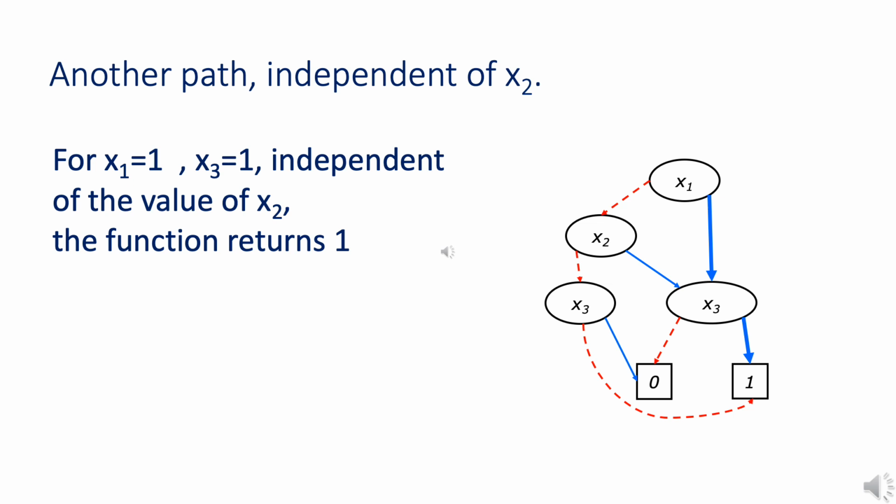In this slide, the emphasized path is again the one that does not include x2. The value of x1 here is 1, and x3 is also 1, because we exit the nodes x1 and x3 in this path with the right blue full line. The value of the function when x1 is 1 and x3 is 1 does not depend on the value of x2. It could be either 0 or 1, and the function would return a 1.